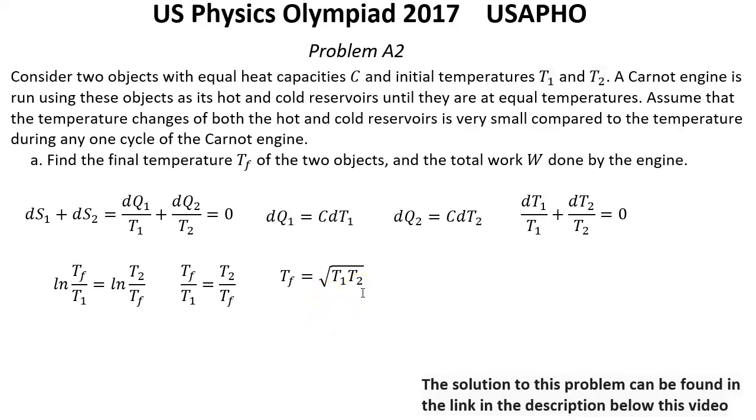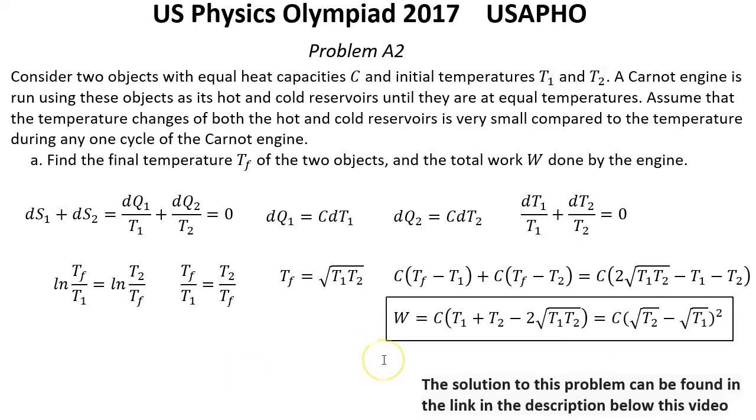Let's calculate what is the work W done by the engine. The total change of internal energy of these 2 objects with initial temperatures T1 and T2 equals this expression. It means that due to the first thermodynamical law, the work done by all these processes equals the change of internal energy, which is this expression. And that will be the answer for question A.